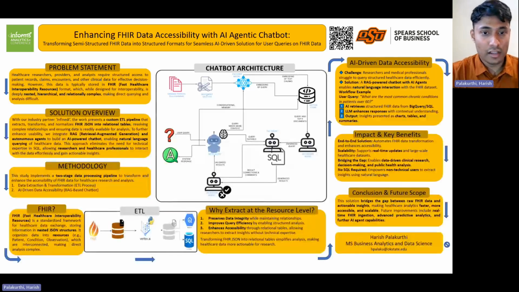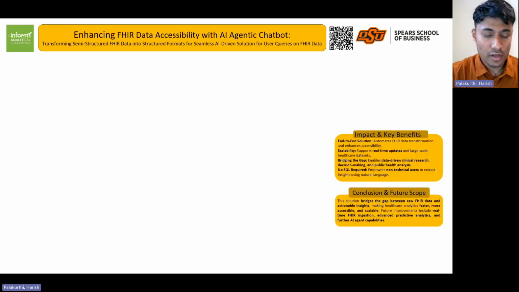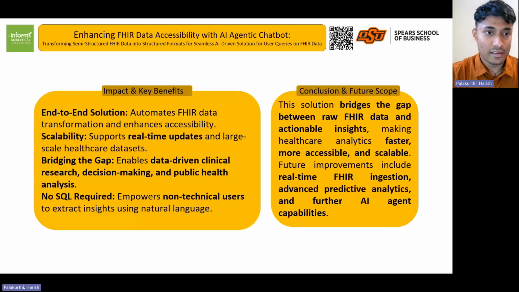Next will be the impact and key benefits because of this. Till now, there are no standardized solutions for FHIR data accessibility. Even if you do a Google search, there are very limited options available, and they are not compliant, or are good, I would say, but not the best. So we are trying to give them a better version than what is available in the market. Not just extracting the data, but also giving them a chatbot to chat with to get the results directly. That is one of the major breakthroughs that we are having from this.